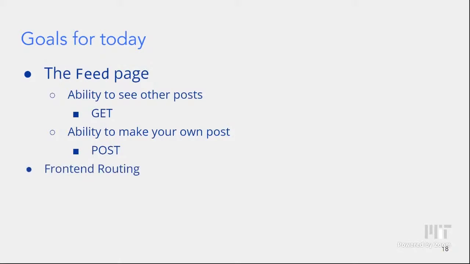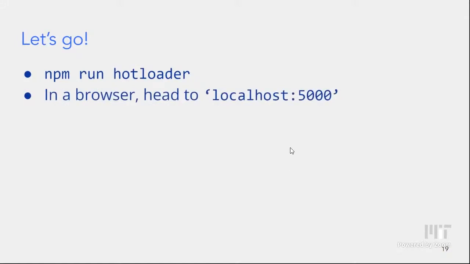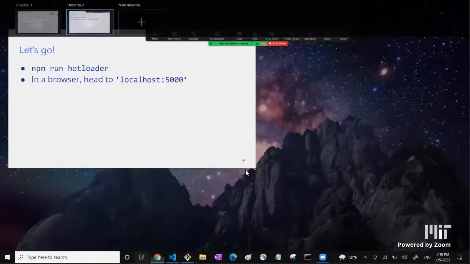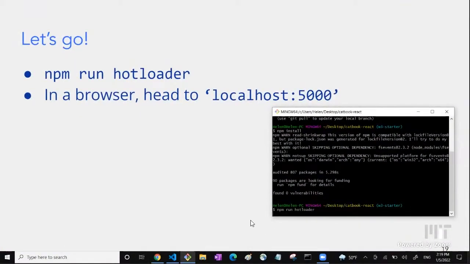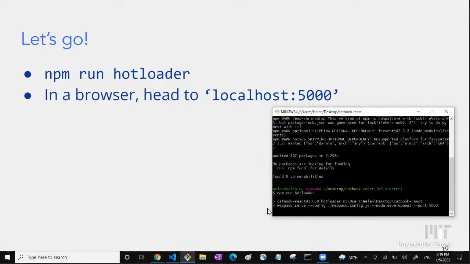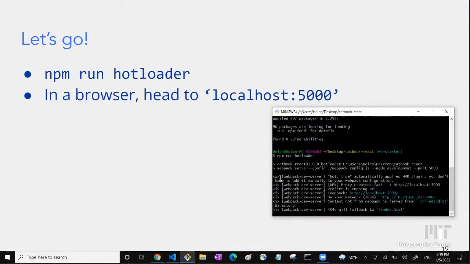And we'll also be working on some front end routing, so we'll have multiple pages today. All right, so let's go. Let's start up our hot loader, and in the browser, head to localhost 5000. And I'll give you guys several minutes to start it up.